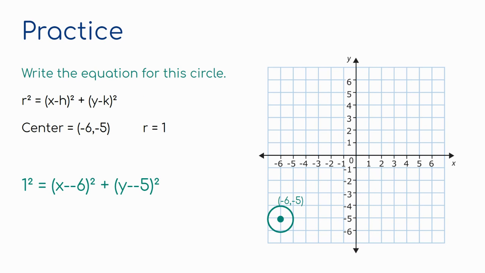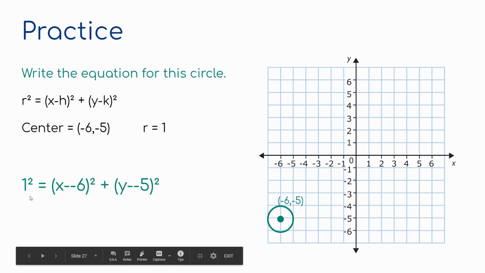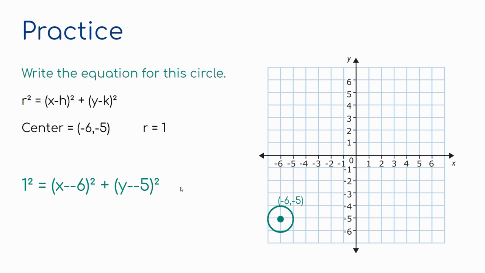So now we're going to plug in some stuff. We've got our equation, our center, our radius. So I'm going to plug in 1 for r, negative 6 for x, negative 5 for y. So I've got 1 squared equals x minus negative 6 squared plus y minus negative 5 squared. So I'm going to simplify. 1 squared is 1. My minus negatives are going to turn into pluses. So my final answer, my equation for this circle is 1 equals x plus 6 squared plus y plus 5 squared.